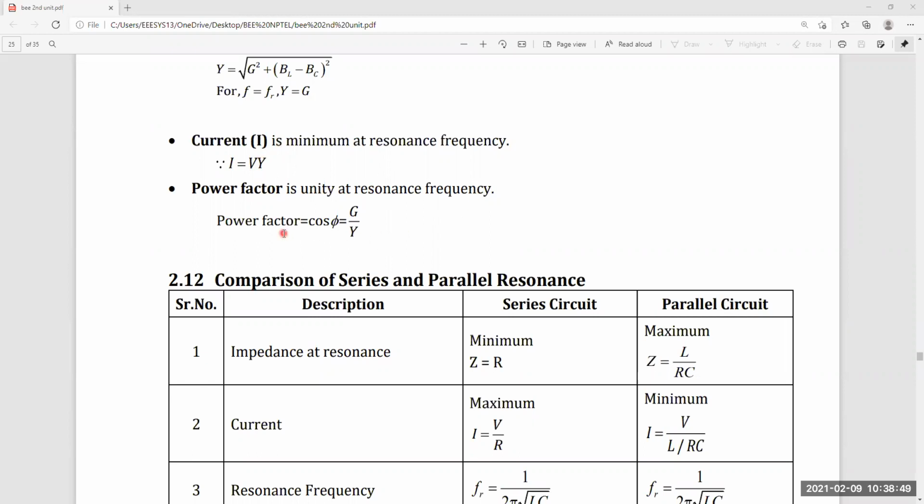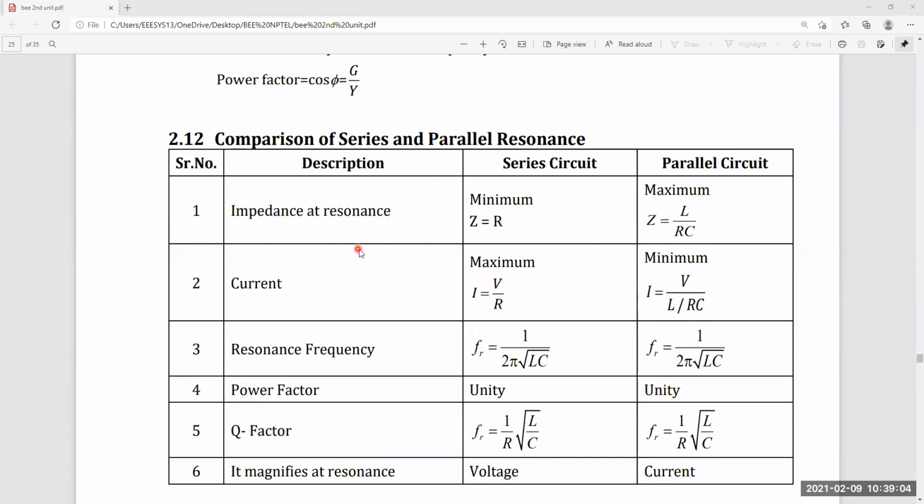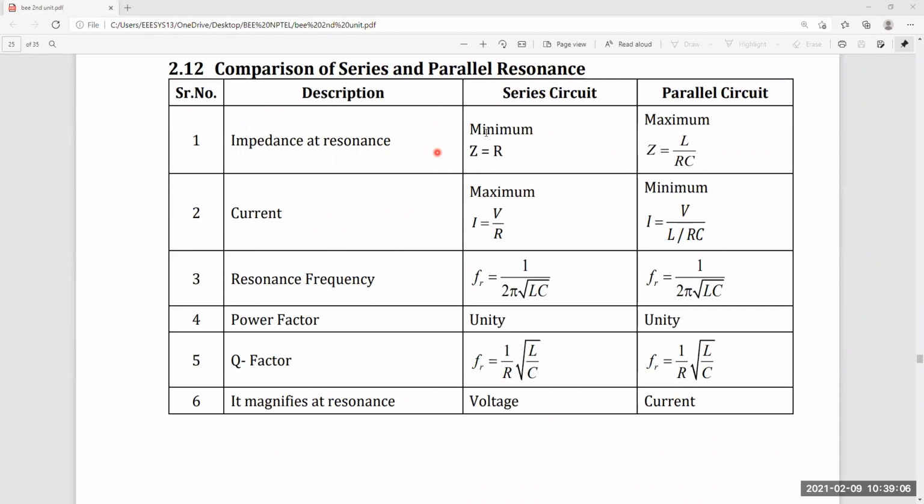Conductance by admittance is called the power factor. Cos phi is equal to G by Y. So we will get it like this. Now, comparison of series and parallel resonance.